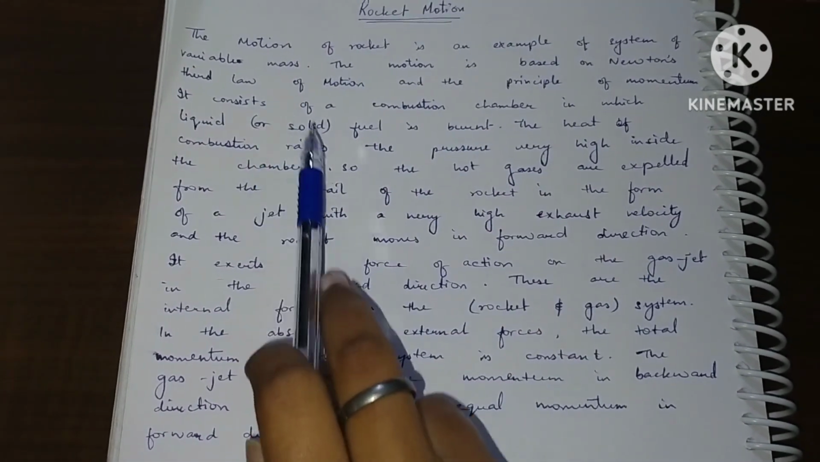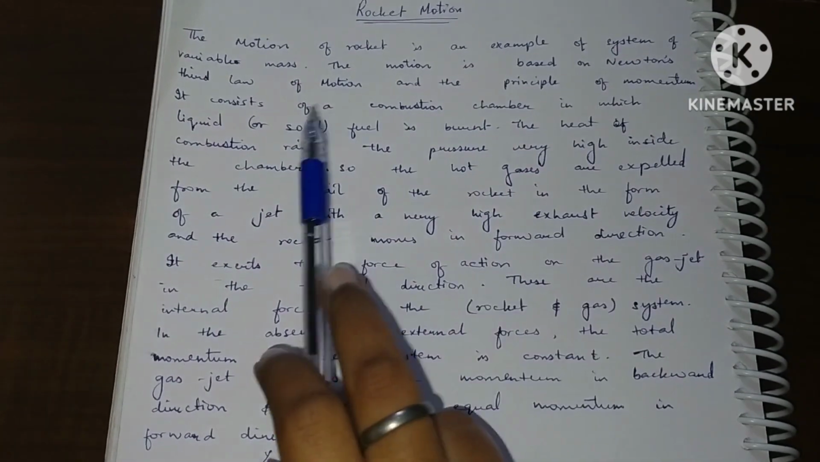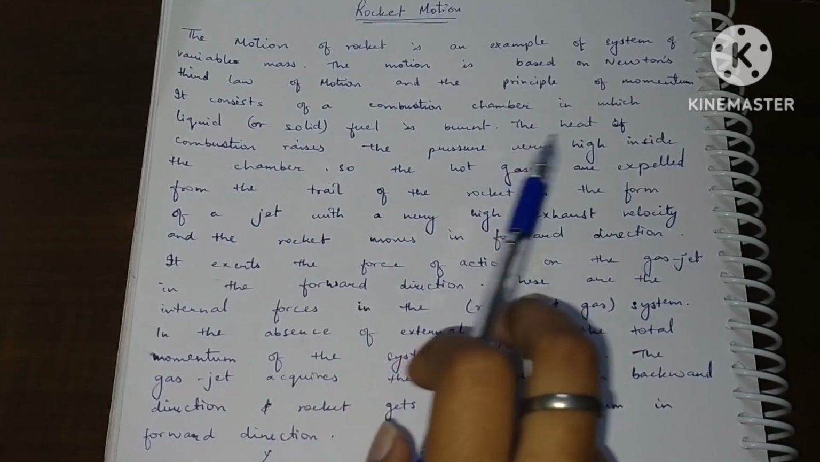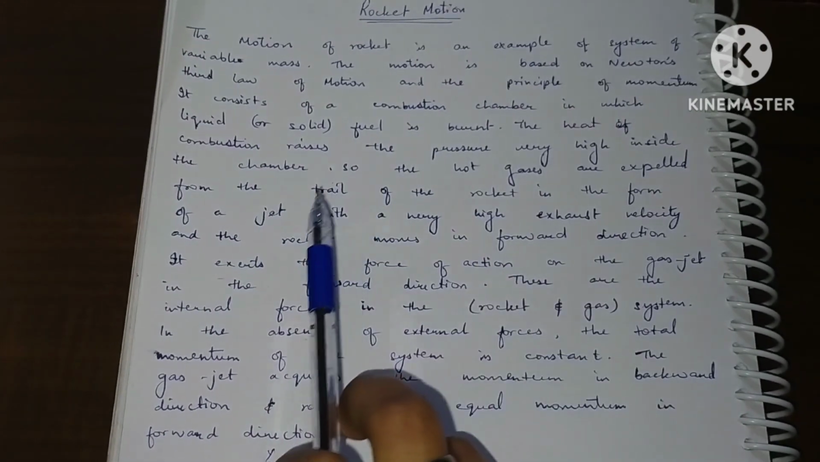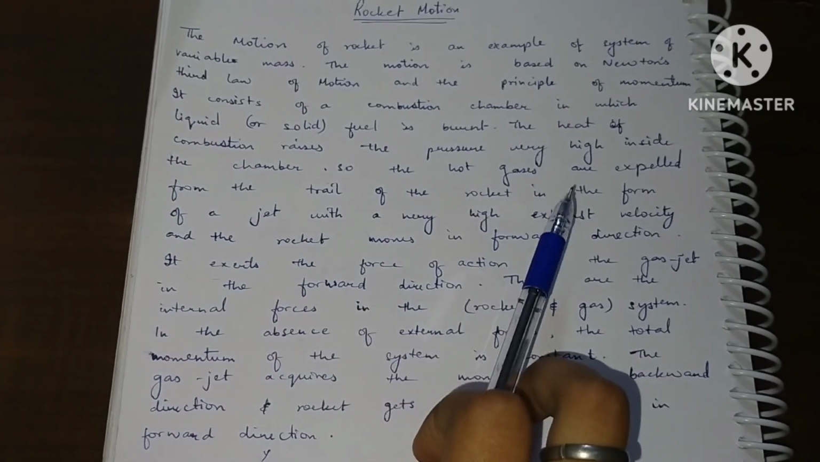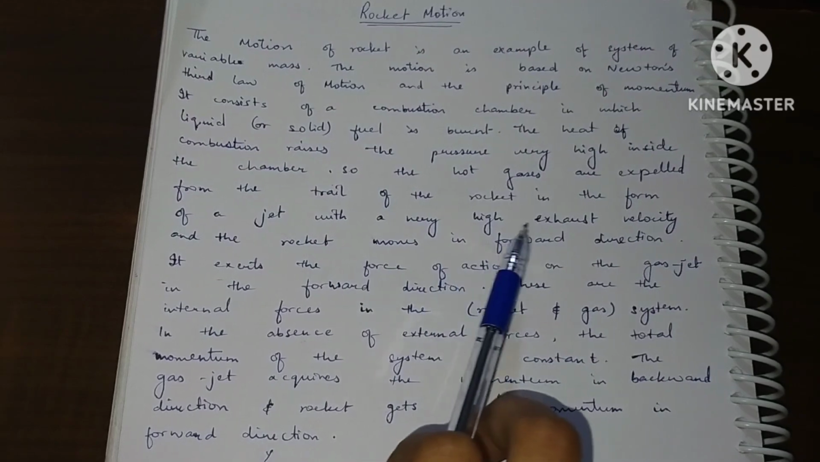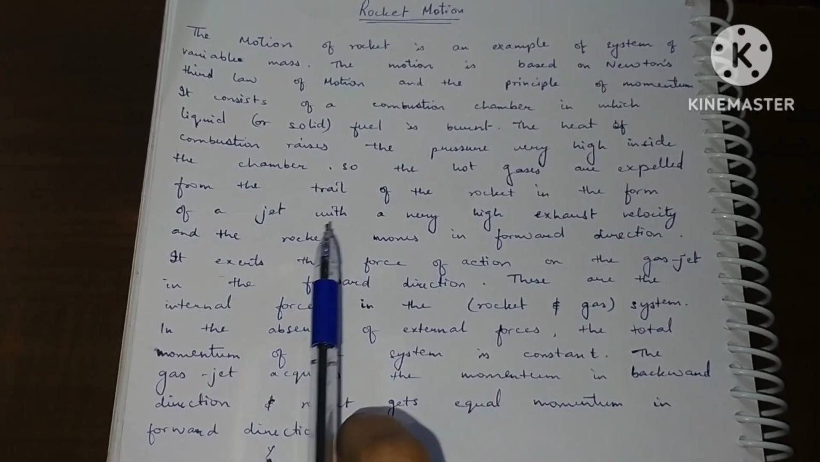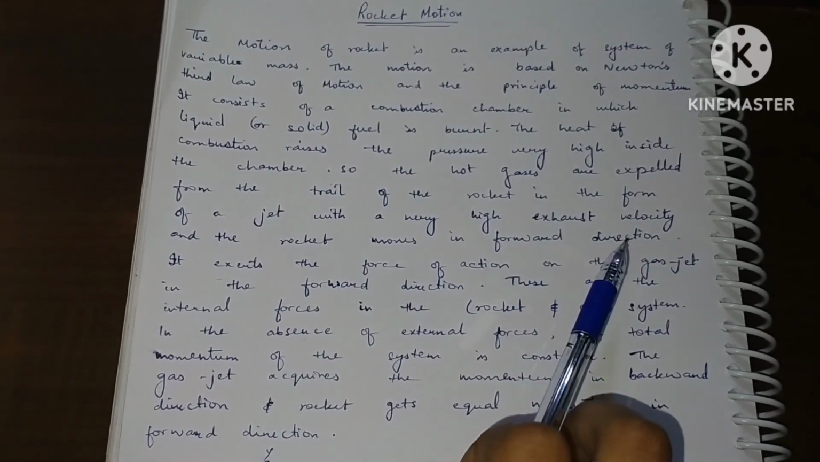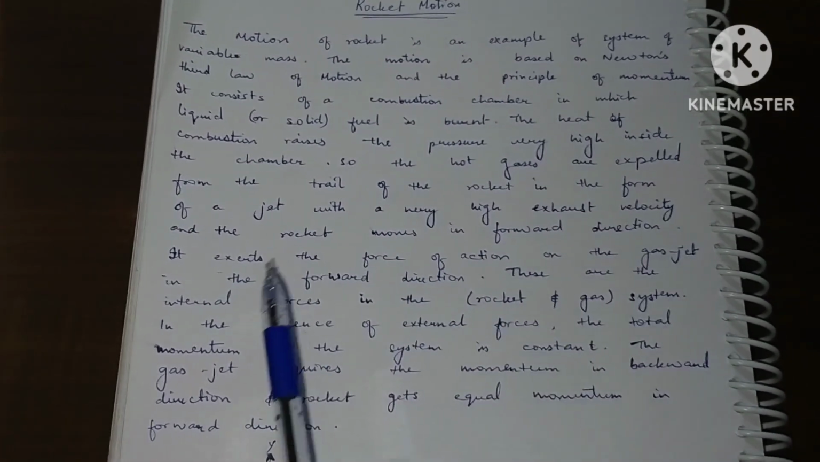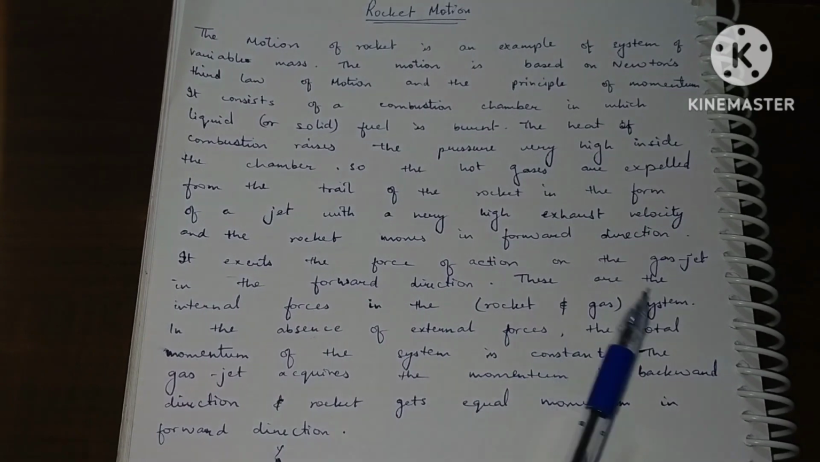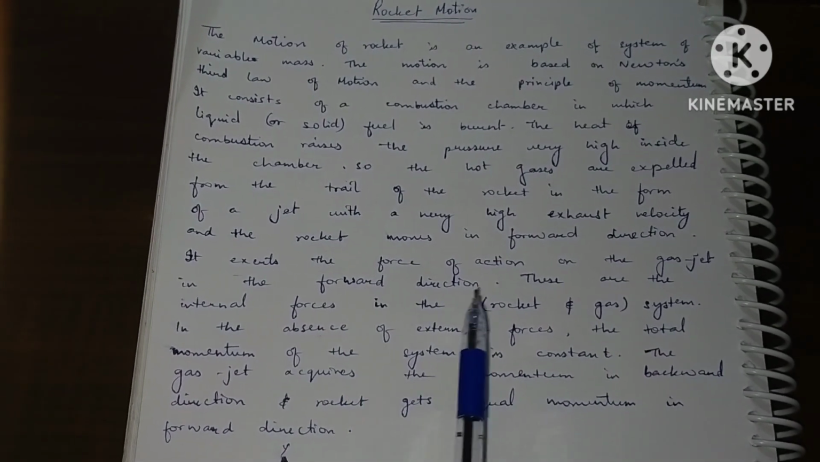It consists of a combustion chamber in which liquid or solid fuel is burnt. The heat of combustion raises the pressure very high inside the chamber, so the hot gases are expelled from the tail of the rocket in the form of a jet with a very high exhaust velocity, and the rocket moves in the forward direction. It exerts the force of action on the gas jet in the forward direction.